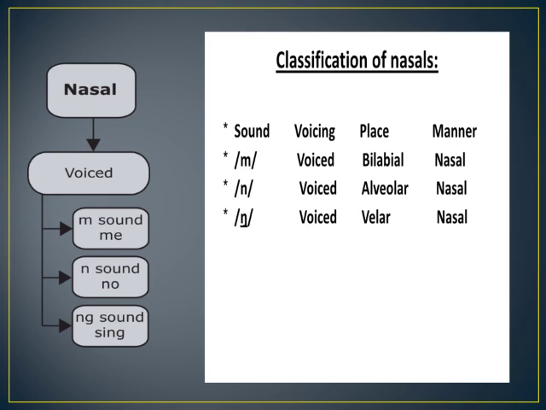And when you talk about the n sound, it is alveolar. When you try to say n, your tongue touches the alveolar ridge. And when you try to say the ng sound, as in sing, your tongue touches further back than the alveolar ridge. So it is the ng sound.